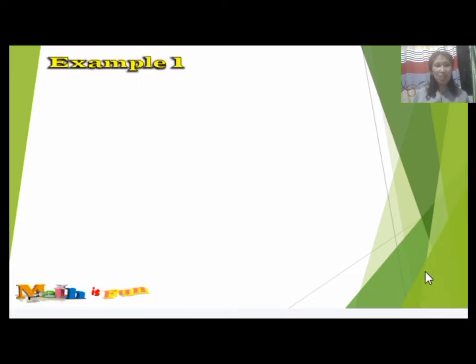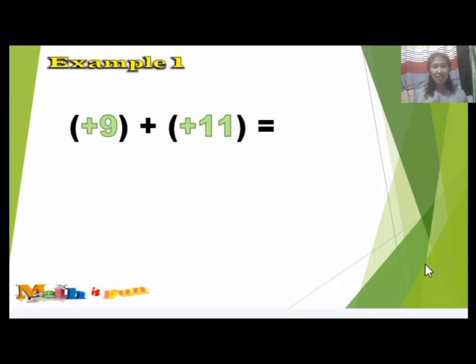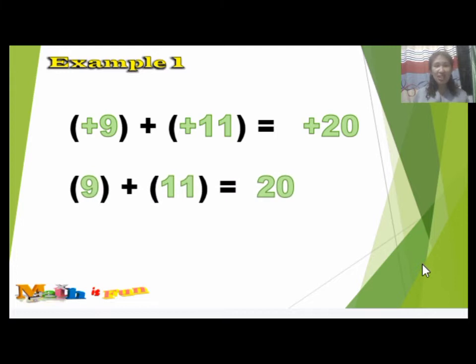Let's have an example. Positive 9 plus positive 11. These two numbers are both positive integers. So, by applying rule number 1, we have to add those numbers and copy the positive sign. So, positive 9 plus positive 11, the answer is positive 20. It is the same as 9 plus 11 is equal to 20.